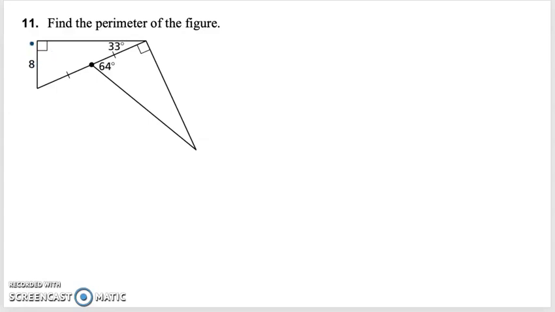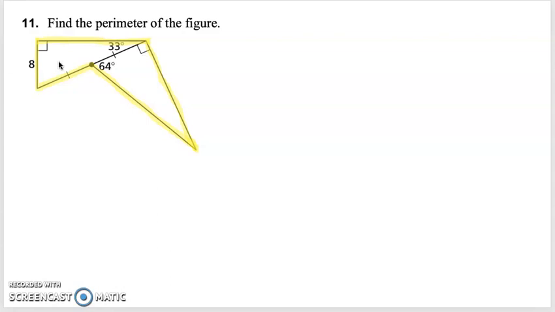Okay, I'm done. So let's take a look at this. Find the perimeter of the figure. So we are going to need to find the distance all the way around the edge of this sucker. So that and that. All of this stuff. So we're going to have to use a bunch of trig, find a bunch of missing sides. I know, you're so excited. I can tell. So let's jump right on in.